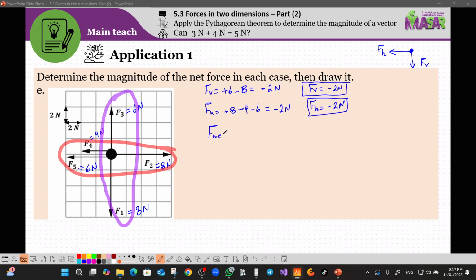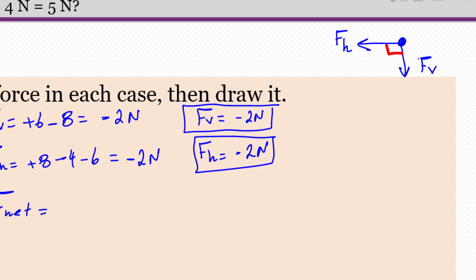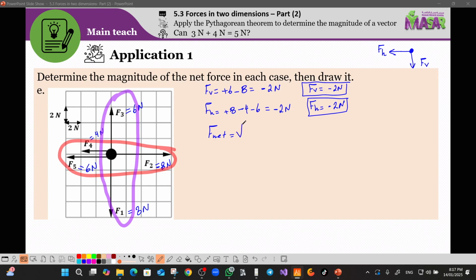Finally, we need to find the F net. Remember that whenever we have perpendicular forces at 90 degrees, we always obtain the resultant of these two forces using the Pythagorean sum. So FH squared plus FV squared. Now FH is given by minus 2, so minus 2 squared plus minus 2 squared, and the answer is 2 radical 2 Newton. This is the F net.